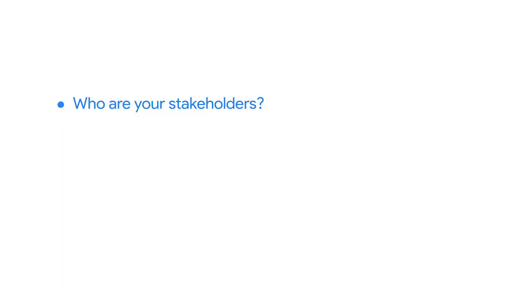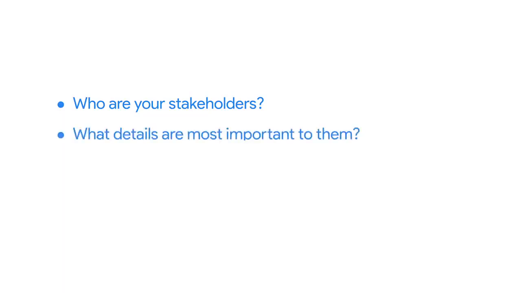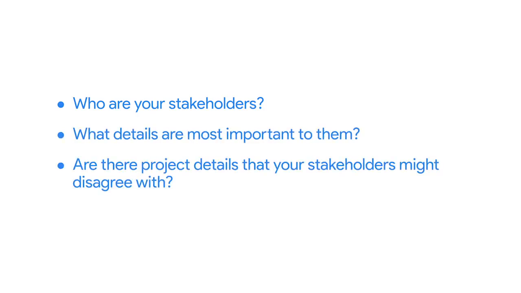Who are your stakeholders? In this case, your audience includes all of your key stakeholders. What details are most important to them? Are there project details that they might disagree with? Once you've identified what you believe are important details, review your charter and ensure all of those details are included. From there, you'll be able to present the charter to your stakeholders and confirm that everyone agrees with the project information.